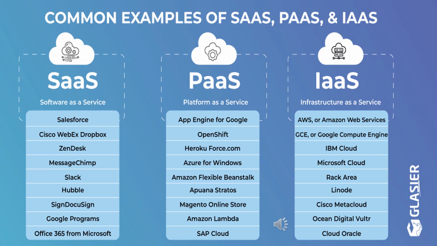SaaS, software as a service. First, SaaS. SaaS means software as a service. Very simple, you just use the software. Nothing else. You don't install anything, you don't maintain anything, you don't manage servers. Just open your browser and start working. For example, Salesforce, Slack, Dropbox, Microsoft Office 365.